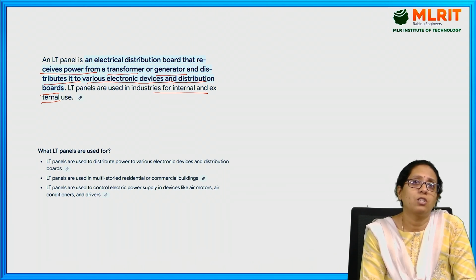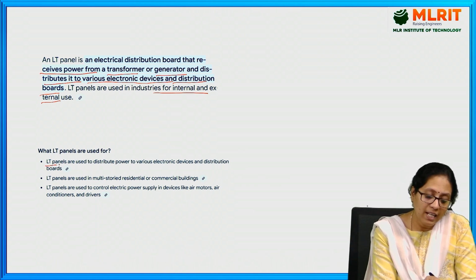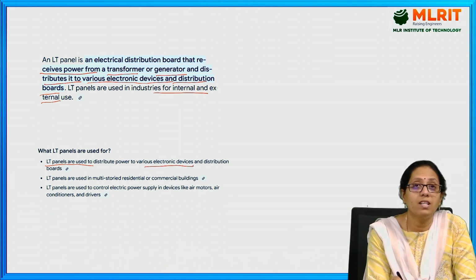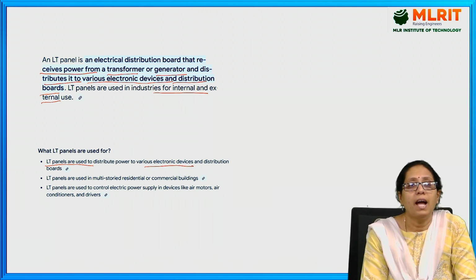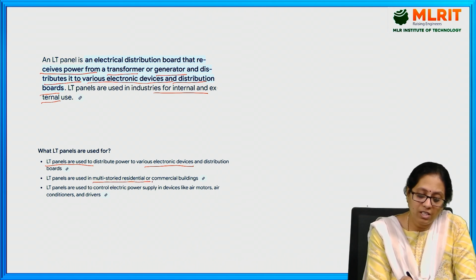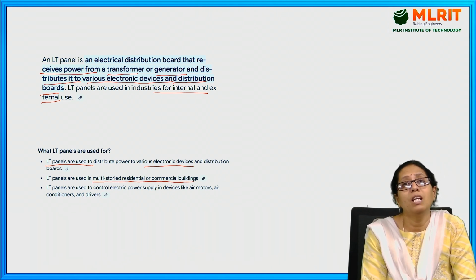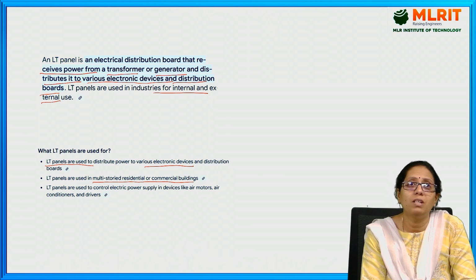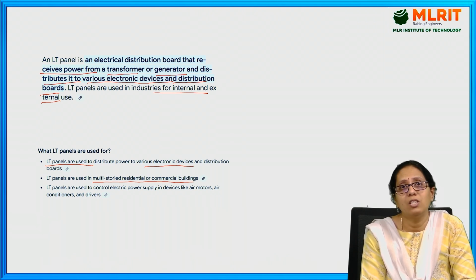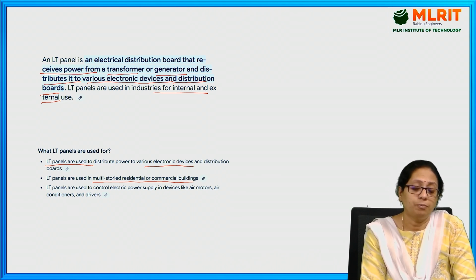What are the panels used for? Here you can see LT panels are used to distribute power to various electronic devices, as I previously said, and LT panels are used in multi-storied residential as well as commercial buildings. So there are different types of buildings, residential as well as commercial. They may be of a single floor or multi-storied. For both types of buildings we will be using these LT panels.